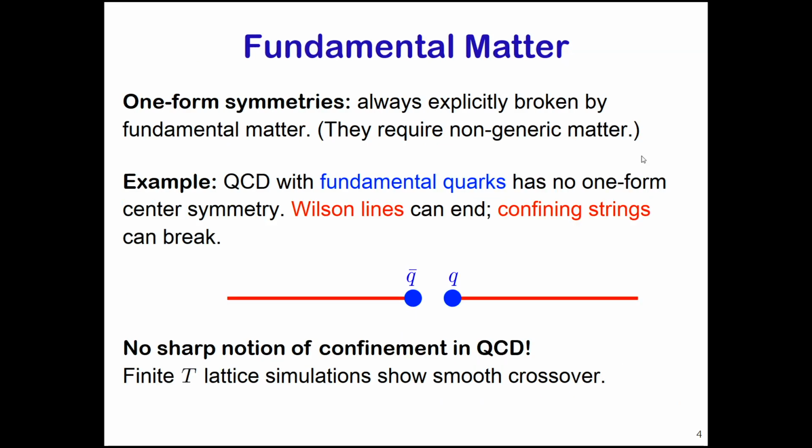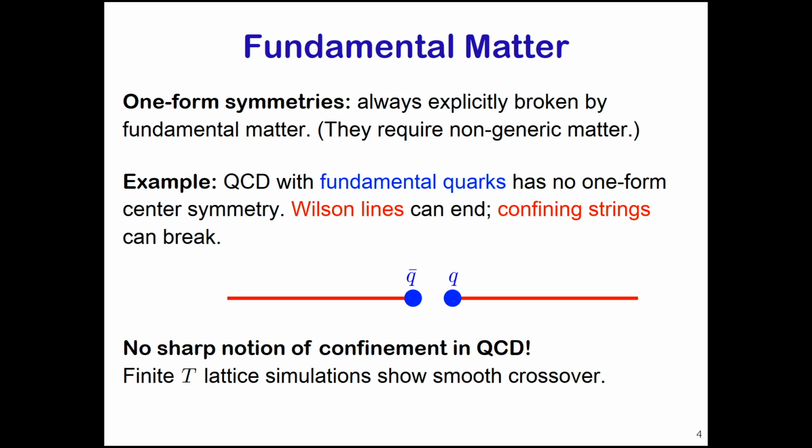Let's see what happens when we add fundamental matter. It's completely generic that when you add fundamental matter, the electric one-form symmetry that I was just talking about is explicitly broken. The presence of one-form symmetries, whether they're electric or magnetic, always requires non-generic matter content.